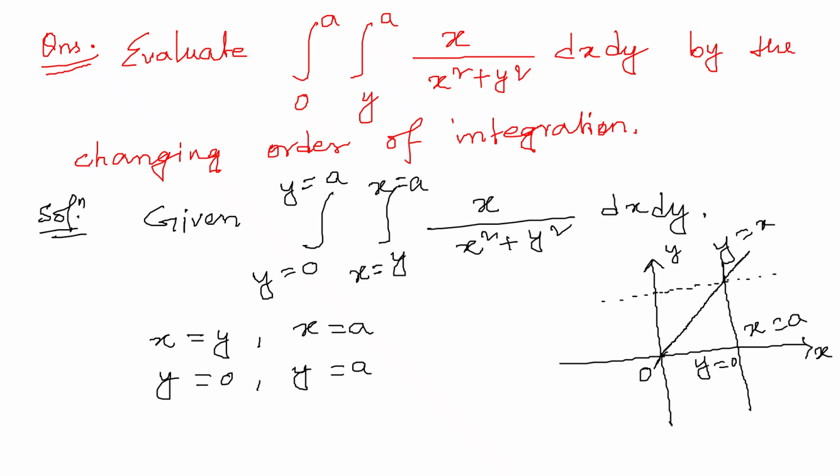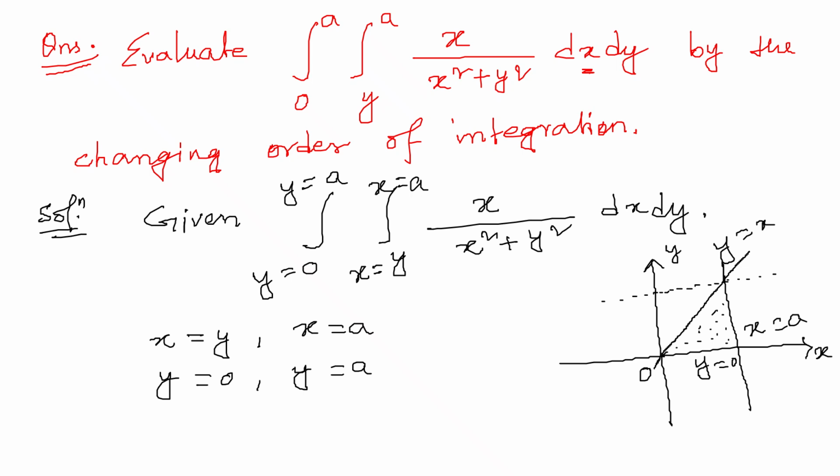So now you see what your bounded region is. By using these four curves, y is equal to 0, x is equal to a, y is equal to x, and y is equal to a, you are getting this region. Okay, so now the question is given so that you do the integration with respect to x. But what we will do is change it.